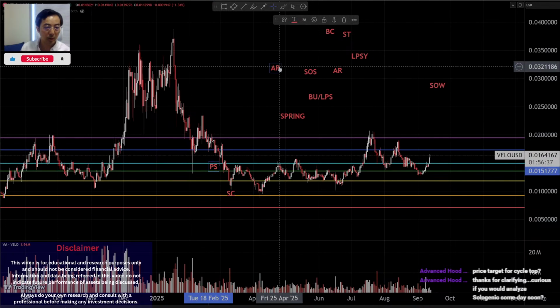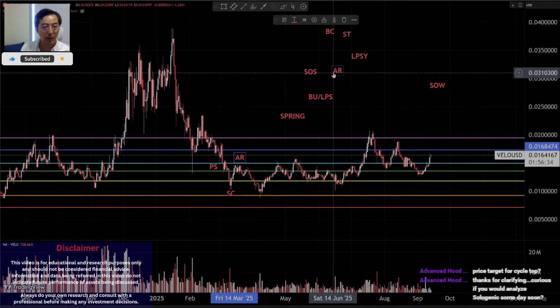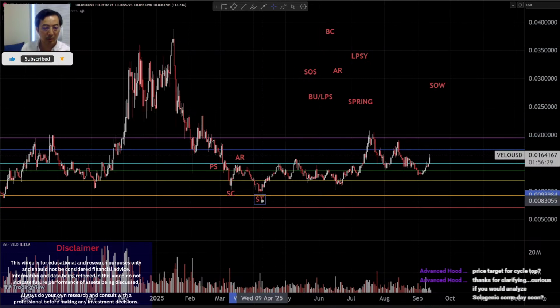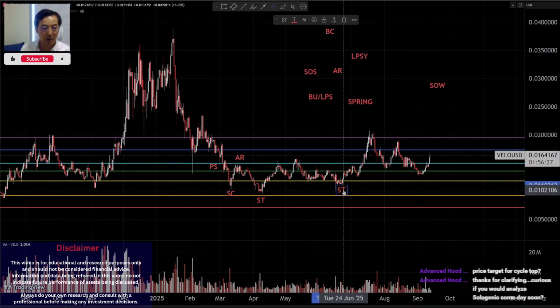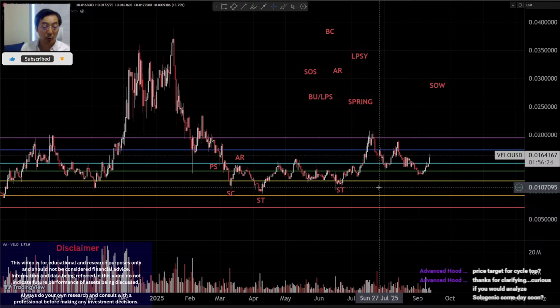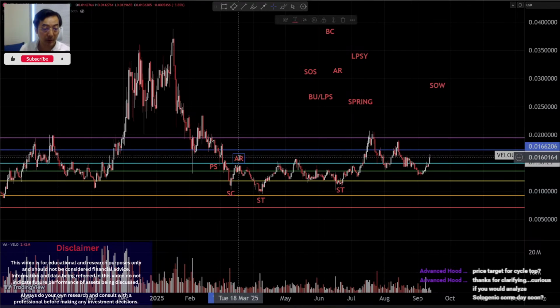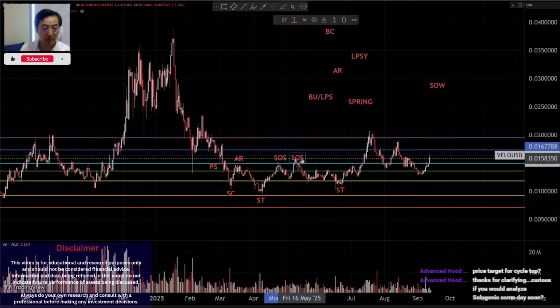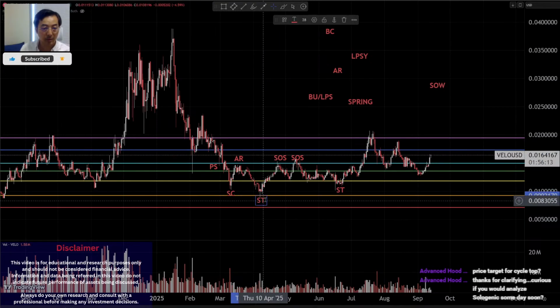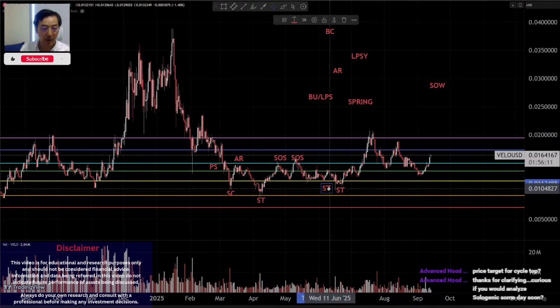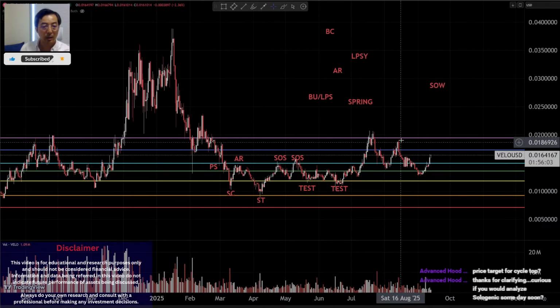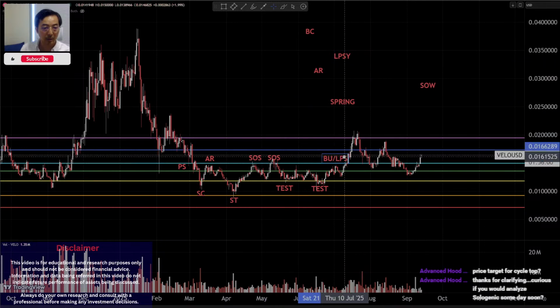Preliminary support there, automatic rally, a spring or second test, doesn't really matter because those are all tests of demand, or like how fearful people are. Basically the last period of shakeout. Sign of strength, yeah, a couple of them, and even more tests, but let's group them together. Just test. Yeah, even this one. Tests. And eventually backup, last point of support.